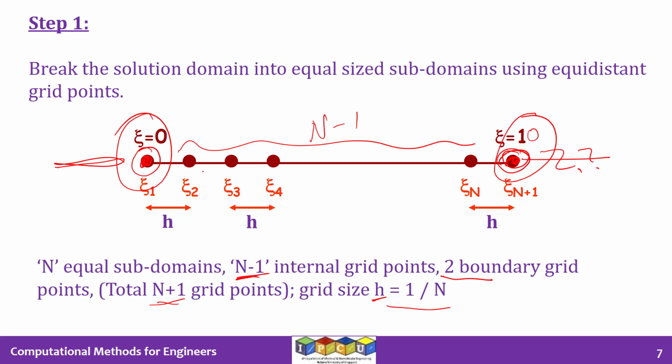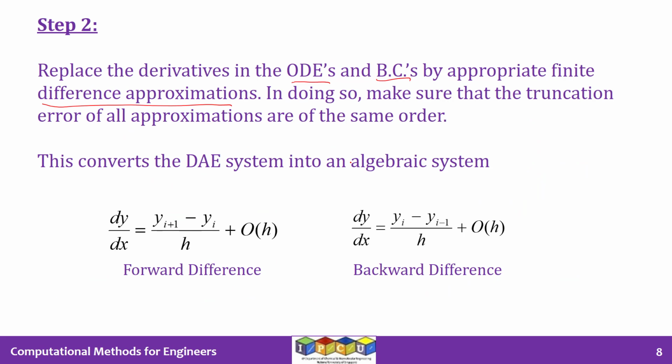For the internal grid points, you can use any of them, forward, backward, or central, but the number of points is something that you should be careful about. For example, for psi 2, I cannot use a 5-point central difference approximation. But somewhere in the center of this domain, let's say somewhere here, I can use a 5-point central difference approximation. So this is what we mean by saying use appropriate finite difference approximations.